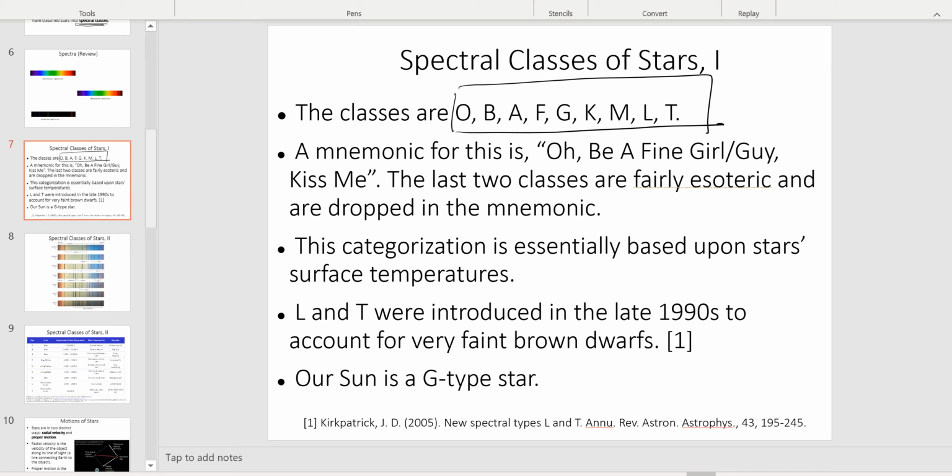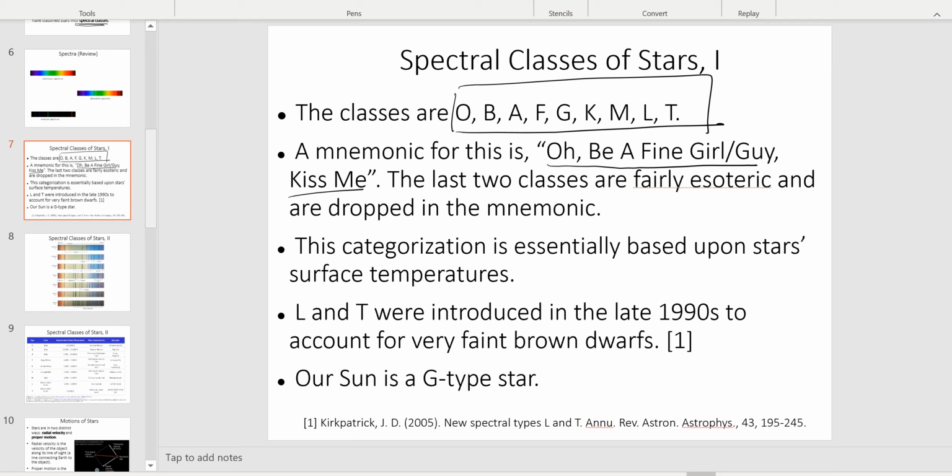this series of letters in order, and one mnemonic you can use is "Oh, be a fine girl, guy, kiss me." It's a strange one. I didn't come up with it. This is the standard mnemonic that you'll find. If you Google it, it's in the book as well. You can think of another one if you don't like this one. However you choose to remember it is fine.